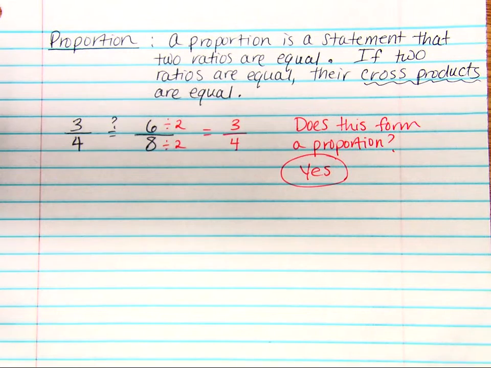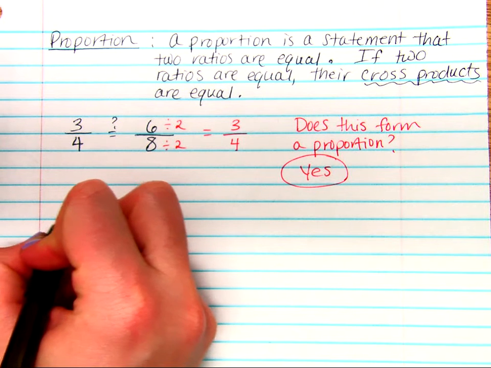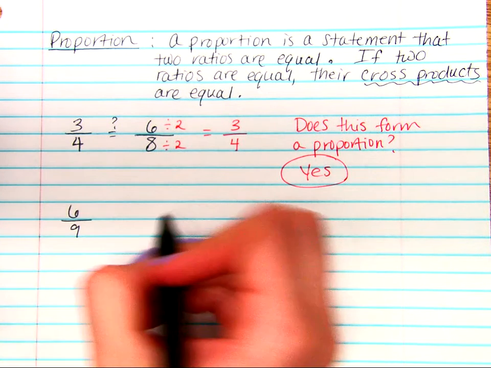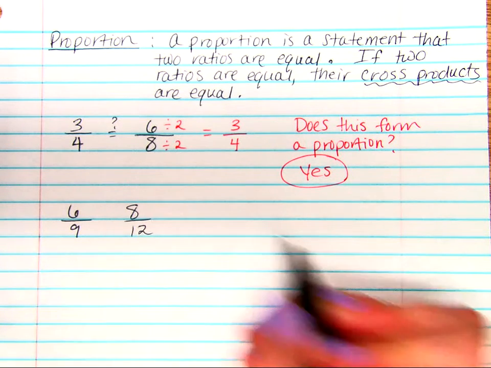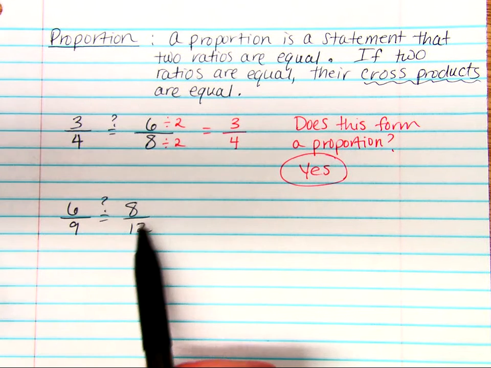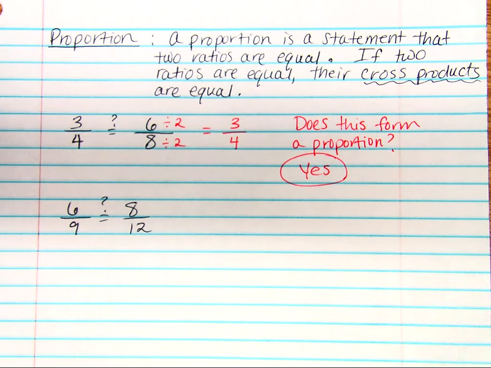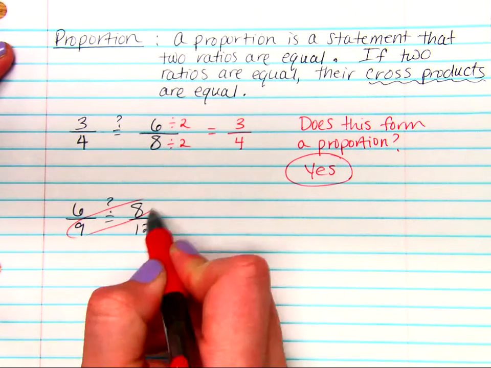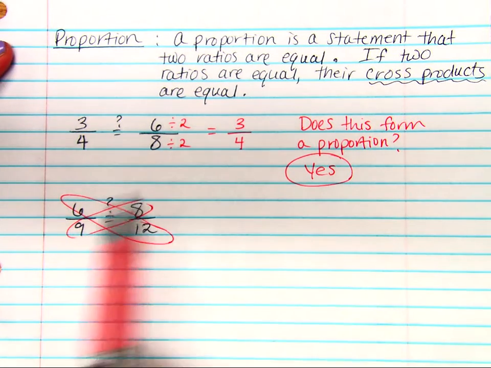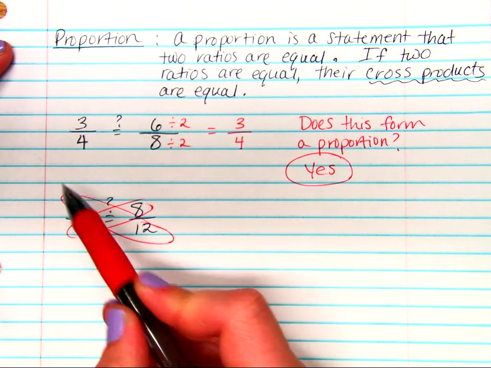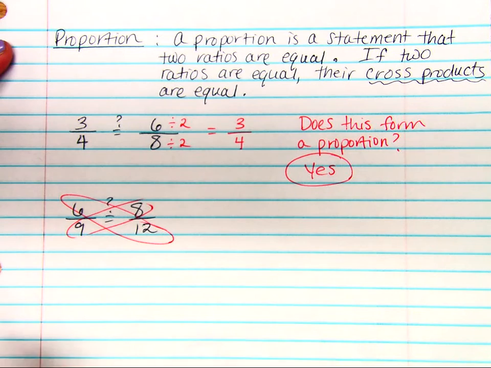Now, another example, let's say, I don't know, 6/9 and 8/12. Okay, and I'm trying to figure out, do these form a proportion? Well, let's say you didn't know right away, because let's say you didn't want to simplify for some reason. Another way to figure out if two fractions are proportional is by finding what's called the cross products. So if I multiply 6 times 12 and 9 times 8, if I get the same number for both of those products, then I can say they form a proportion.